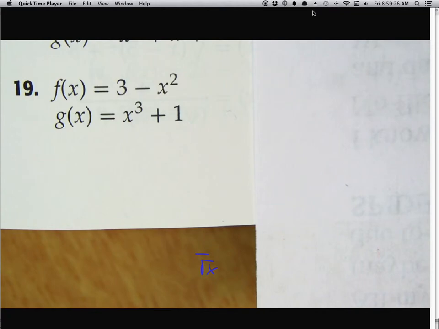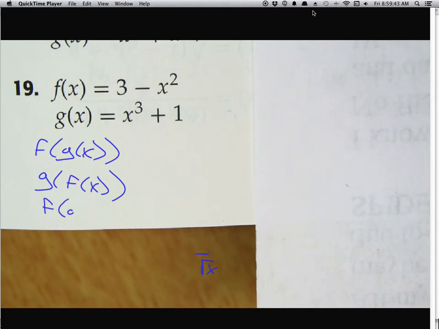Now, I like to write it a different way than they have it written. So understand that the way I write it means the same thing as the way they write it. So instead of f of g, I like f g of x like that. I like g f of x, and then I want f g of 6. So those 3 things mean exactly the same thing that are in your directions in your book. Okay?